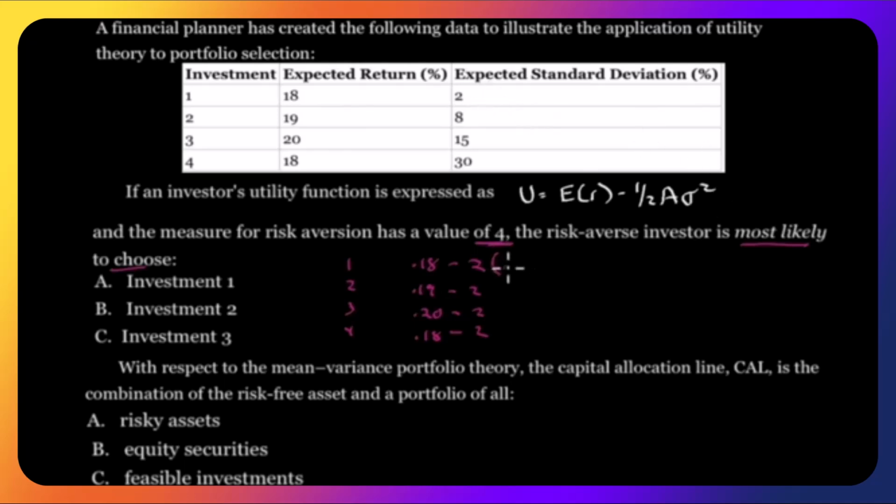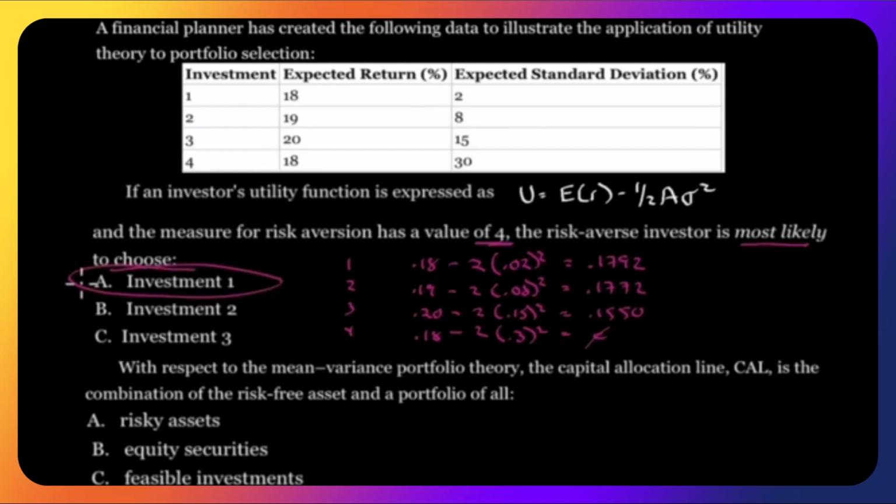And this is standard deviation, so 0.02 squared. The next one is 0.08 squared. Next we have 0.15 squared. And here we have 0.3 squared. And we just simply solve each one. We'll get 0.1792, 0.1772, 0.1550, and nothing. So we just choose the highest one, and we have 0.1792. That's investment number 1. Investment number 1, child's play.